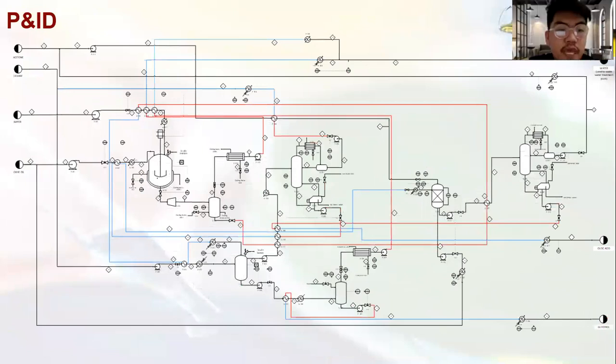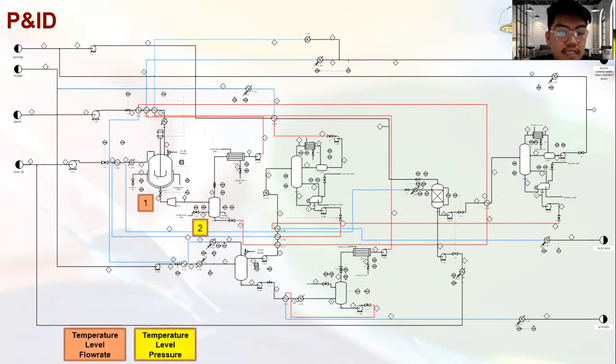So now we move to the P&ID drawing. So this is our plant-like P&ID drawing. As we can see, at the first unit, which is the reactor, the control system that we have is temperature, level, and also flow rate. At the second unit, which is the flash column, we have temperature, level, and also pressure controllers.